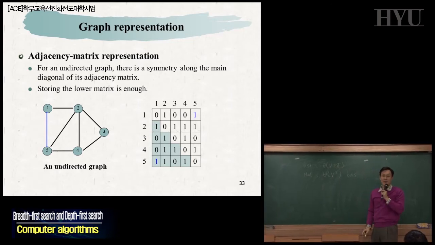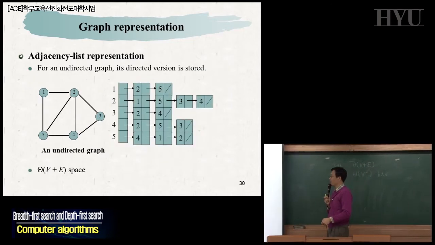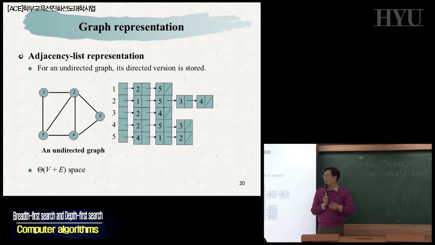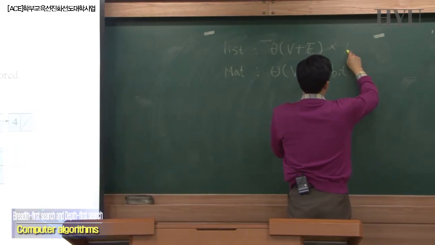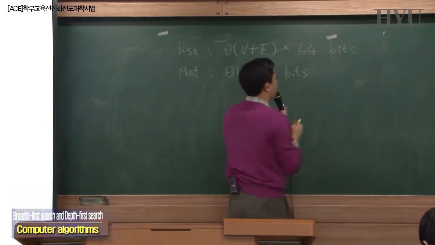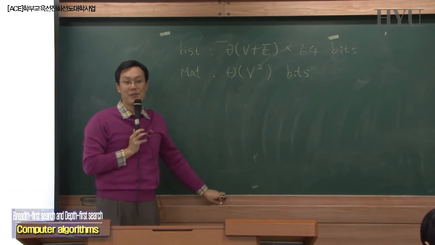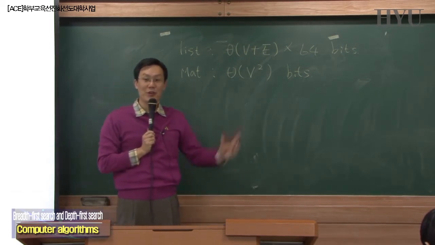But how about this? Each entry stores an integer. It means at least this is a 32-bit word. So additionally, we store pointers. So to store an edge, we need at least 64 bits. So they are different.